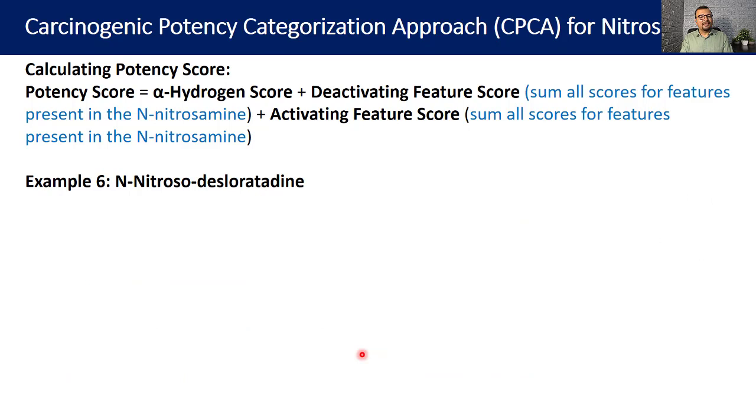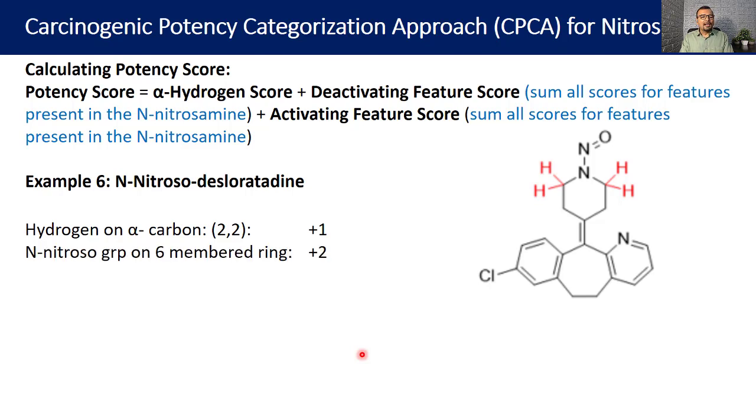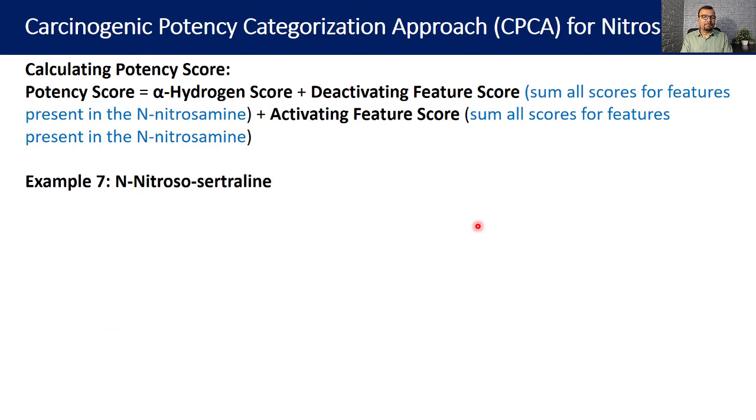Example number 6, N-nitroso-desloratadine. This is the structure. The alpha hydrogen score is +1, as there are two hydrogens on two alpha carbons. The N-nitroso group is present on the 6-membered ring, so plus 2 for that. So the total score is 1 plus 2 equals 3. So potency category equals 3 and the acceptable intake is 400 nanograms per day.